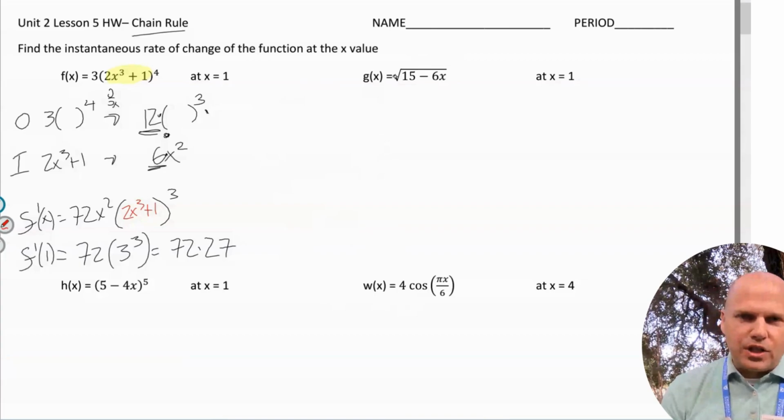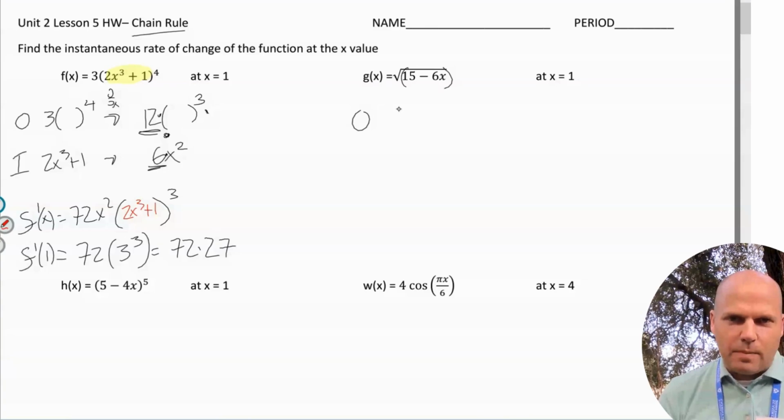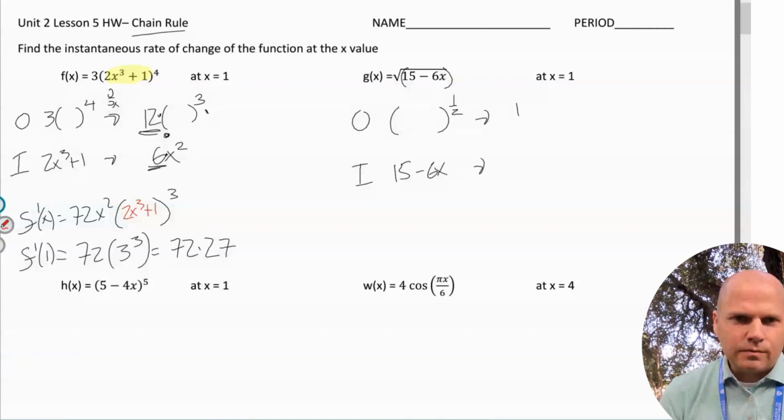What if you don't see parentheses? We'll put them there. It's like, all right, we have an outer function that's the square root. I'm immediately saying, oh, a square root is a 1/2 power. An inner function, the 15 minus 6x. Let's take the derivative of our composed functions and multiply them together.